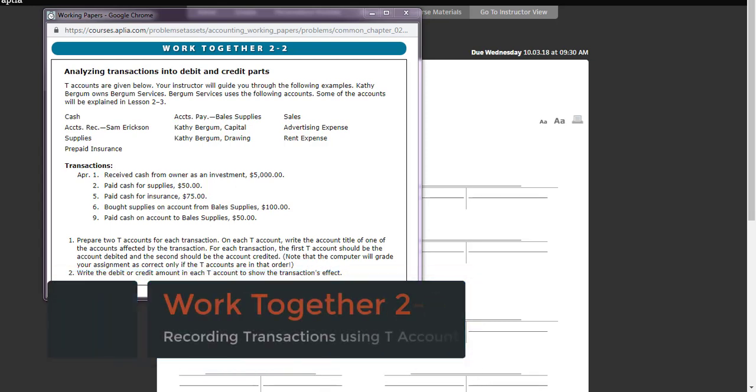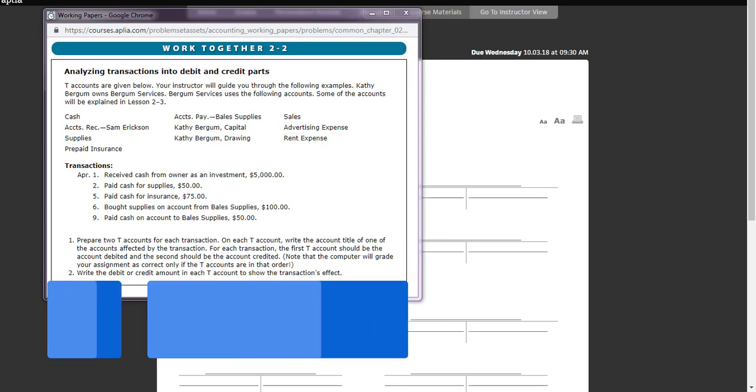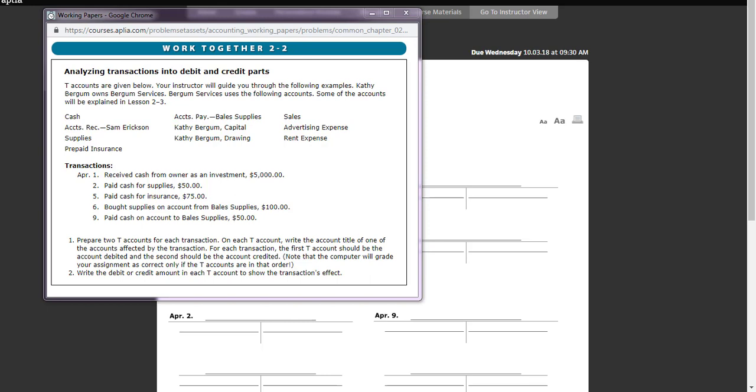So, Work Together 2-2. It says T accounts are given below, and I'm going to guide you through the following example. Kathy Burgum owns Burgum Services. Burgum Services uses the following accounts. Some accounts will be explained in lesson 2-3. So we have cash, accounts receivable, Sam Erickson, supplies, prepaid insurance, accounts payable, Bale Supply, Kathy Burgum Capital. I'm going to ignore the rest because we're going to do those in 2-3.